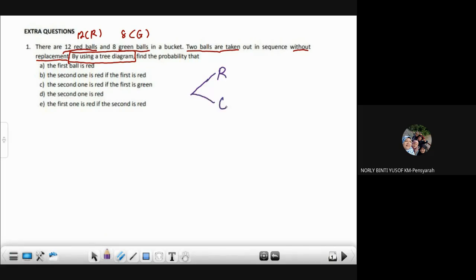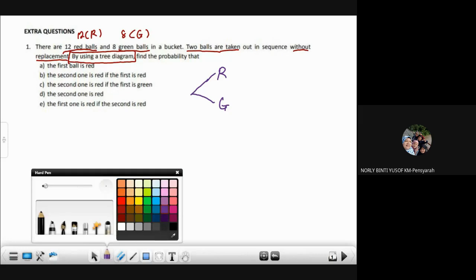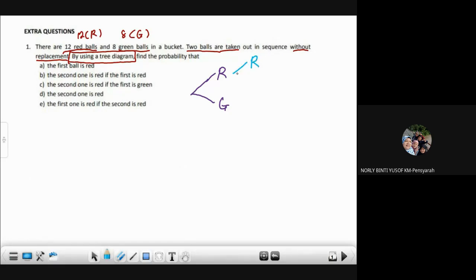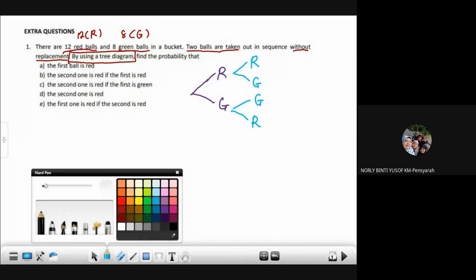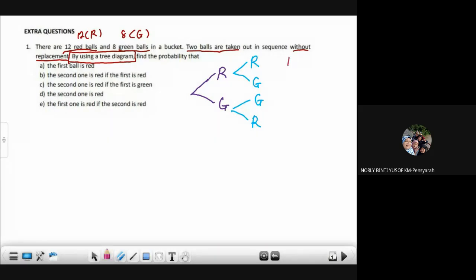So red, green. Okay, and then red, green, green, red. Okay, outcome dia akan jadi red, red, red, green, green, green, green, red. Okay, and then label the probability. Since that red is 12, so 12 over sample space you adalah 20. You add, so 12 over 20. And then green balls is 8 over 20.